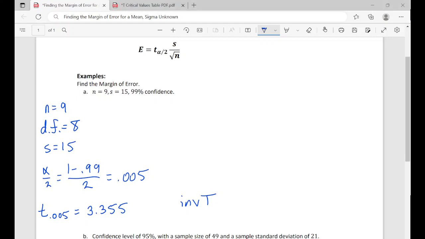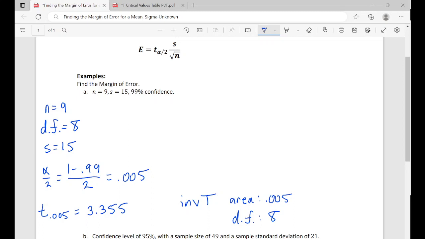It's very easy. You just follow the prompts. They're going to ask for the area, in which case you're going to put 0.005, and they're going to ask for the degrees of freedom, in which case you're going to put 8, and you run it through and you're going to get a t critical value of 3.355. So that's how you use your calculator.